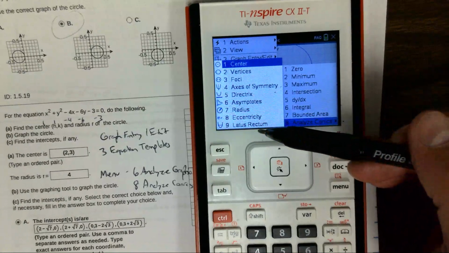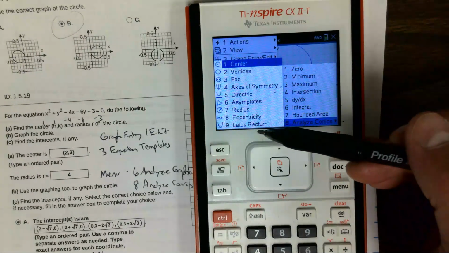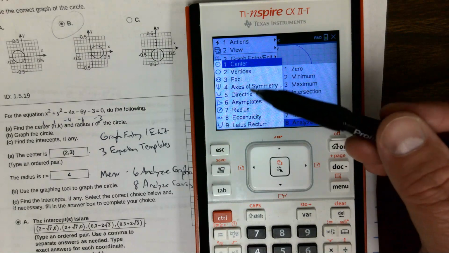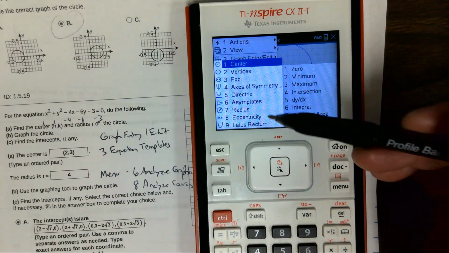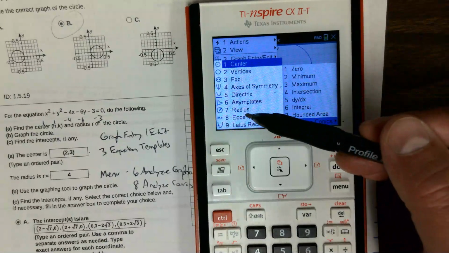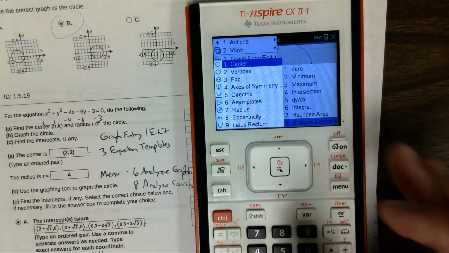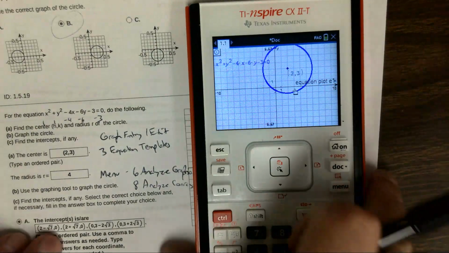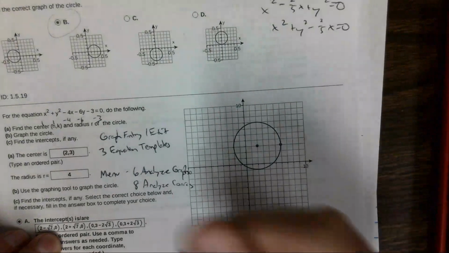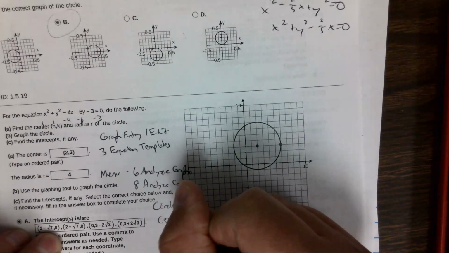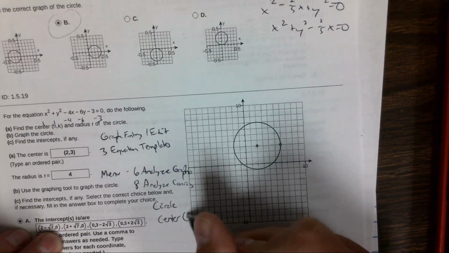Some of these things will not make sense for a circle, like foci, vertices, directrix, some of those asymptotes. What would make sense is the center and the radius. And so if you do center, it pops up as 2, 3. So you'd go to circle and then do center, and it was 2, 3.